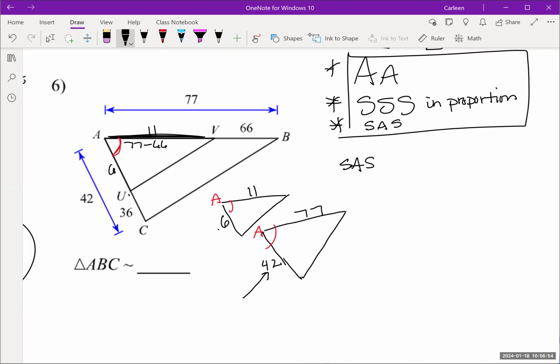Do you guys want to do small to big or big to small? We have to write our proportions. Okay, let's do small to big. 6 over 42, is that equal to 11 over 77? I have to write a proportion and see if they're equal. Is 6 to 42 equal to 11 to 77? What do you think? Yes or no?